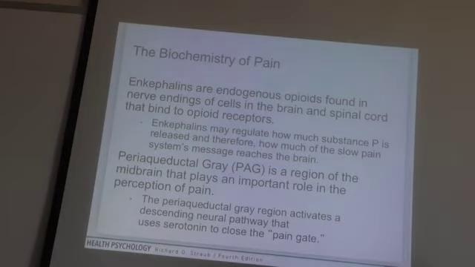Enkephalins are endogenous opioids found in nerve endings of cells in the brain and the spinal cord that bind to opioid receptors. Enkephalins may regulate how much substance P is released and therefore how much of the slow pain system's message reaches the brain. And this has to do with enkephalins. The periaqueductal gray area is a region of the midbrain that plays an important role in the perception of pain. The periaqueductal gray region activates a descending neural pathway that uses serotonin to close the pain gate.